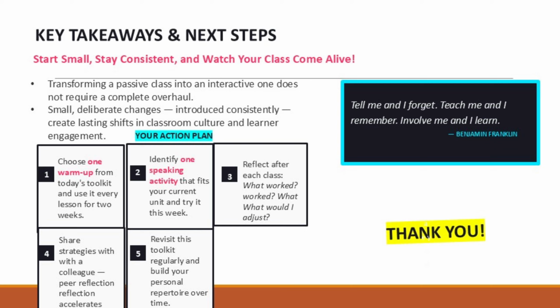And here we have an action plan for this. Number one, we can choose one warm-up from the toolkit we have just shared and use it every lesson for 2 weeks. Identify one speaking activity that fits your current unit and try it this week, or maybe the week after next. Reflect after each class. What worked well? What would I change? Share strategies with colleagues. Peer reflection accelerates growth. And revisit this toolkit regularly, and build your personal repertoire over time.